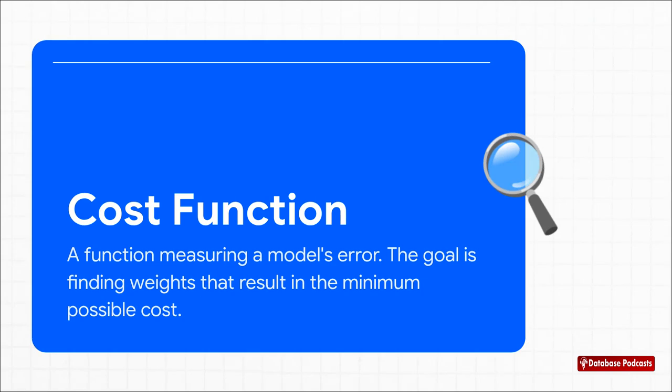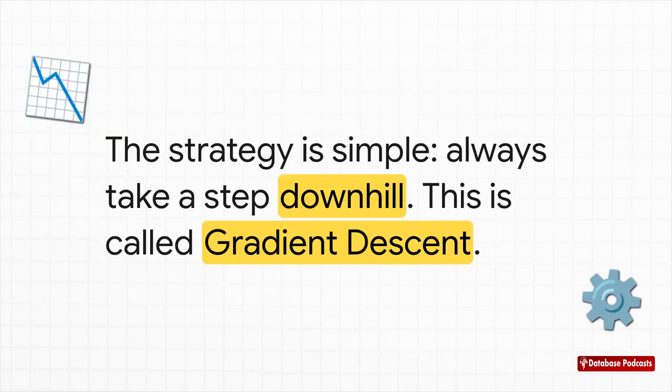Now, in the world of machine learning, this foggy landscape has a proper name. It's called the cost function. It's basically a mathematical map where every single point represents a different version of your model. The altitude at that point? Well, that tells you how wrong, or how costly, that model's predictions are. So the goal is super simple. Get to the lowest possible altitude. Find the minimum cost.